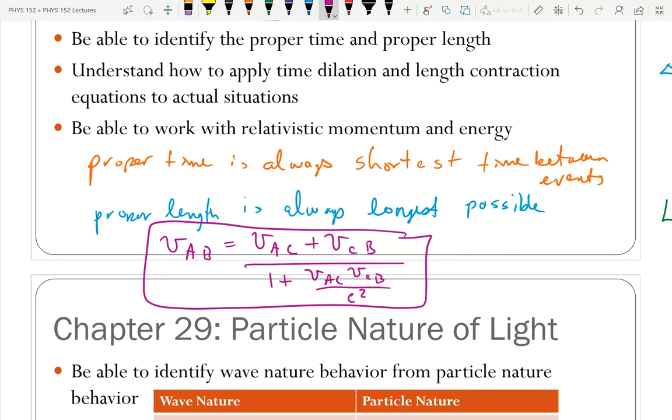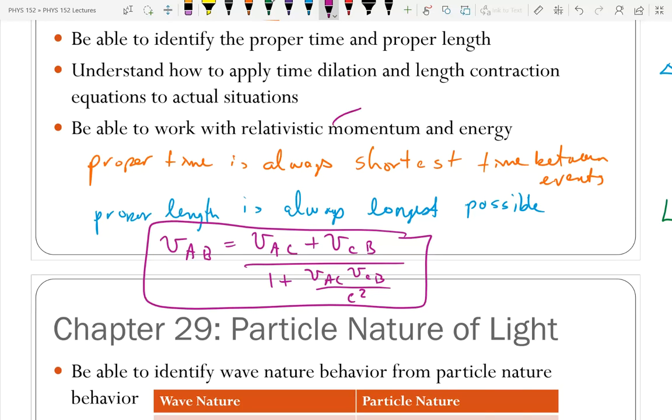Your formalism needs to be like this, where the first index in what you're looking for, A in my case, is the first index in the first velocity. The second index in what I'm looking for, B in this case, is the second index in the second velocity. And then the inner indices, which in my example are C, have to be the same. So it could be VAC plus VCB or VAD plus VDB, as long as those inner ones are the same. And then on the bottom, you have the same set of indices as you have up here. So that's how you add the velocities.